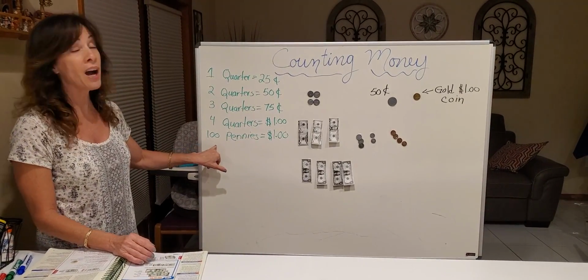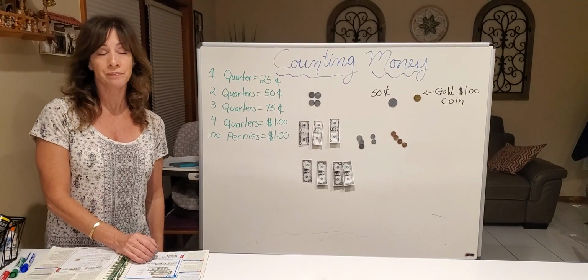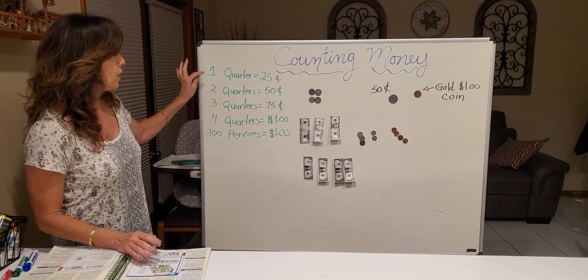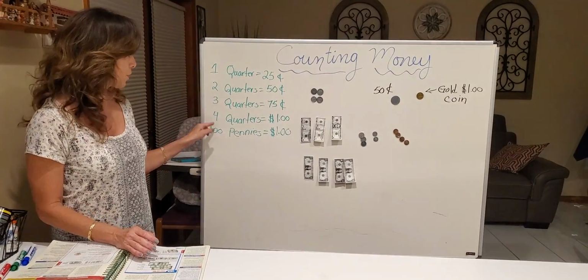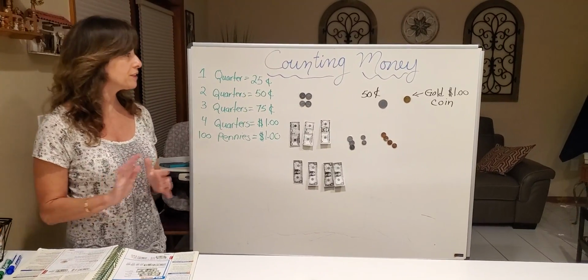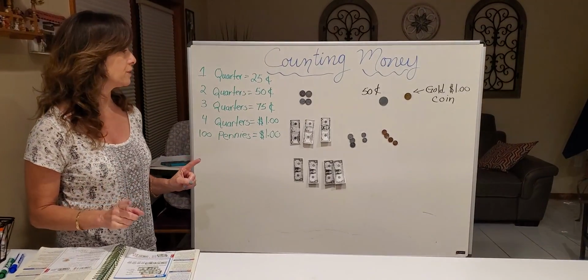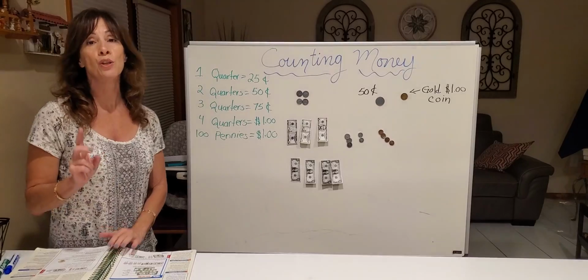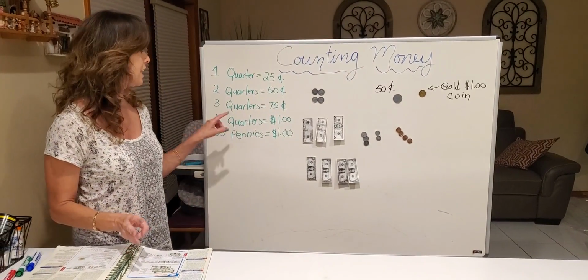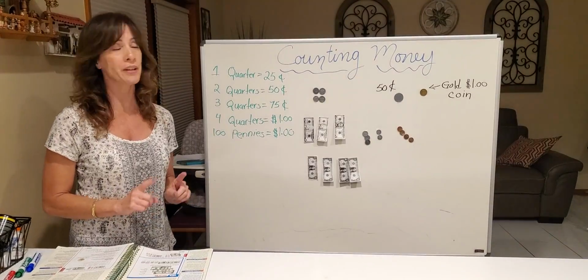Also, boys and girls, 100 pennies equals $1. So if you memorize what 1, 2, and 3 quarters are and 4 quarters, this is going to be very simple for you. So if you haven't done that, please do that. That's very important. A quarter is 25 cents, 2 quarters are 50 cents, 3 quarters is 75 cents, 4 quarters is $1. Very, very important.